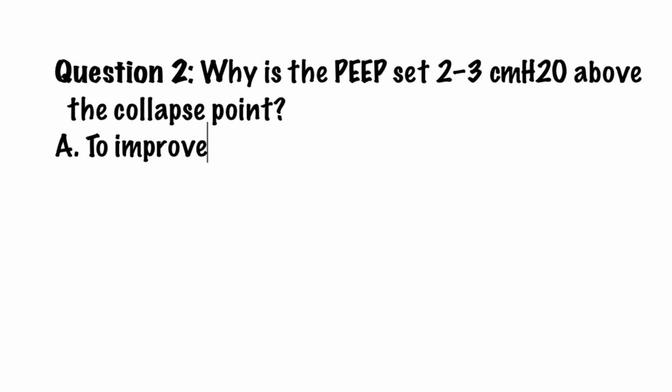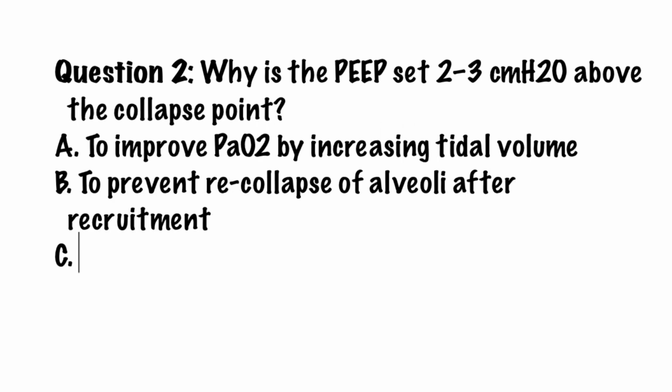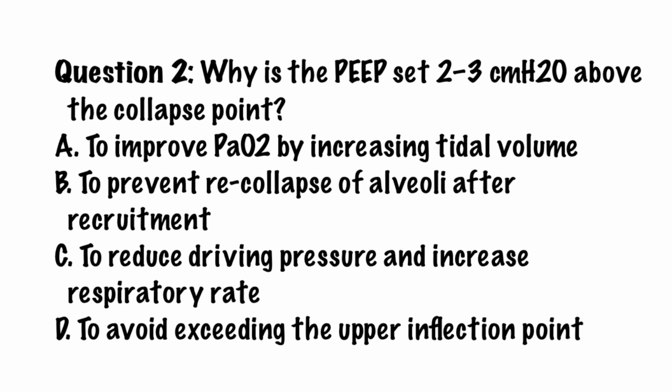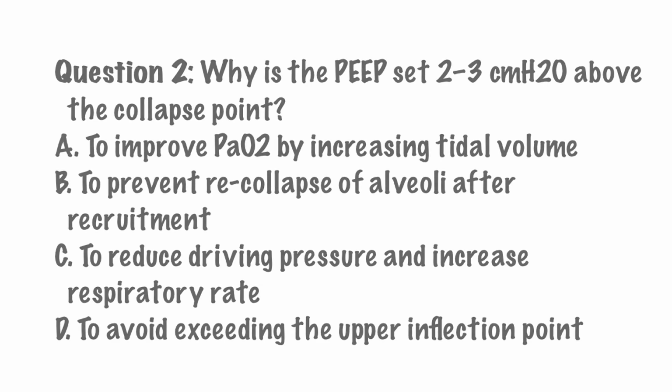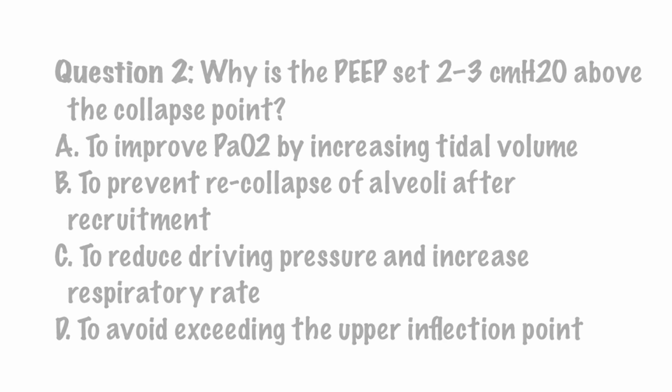Question 2. Why is the PEEP set 2 to 3 cm H2O above the collapse point? A. To improve PaO2 by increasing tidal volume. B. To prevent recollapse of alveoli after recruitment. C. To reduce driving pressure and increase respiratory rate. D. To avoid exceeding the upper inflection point.